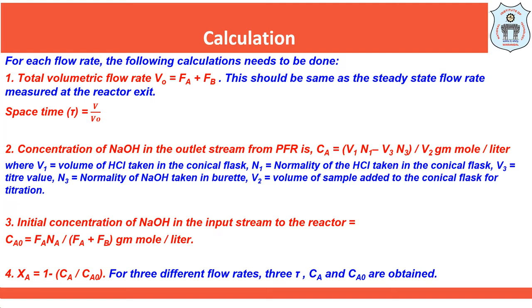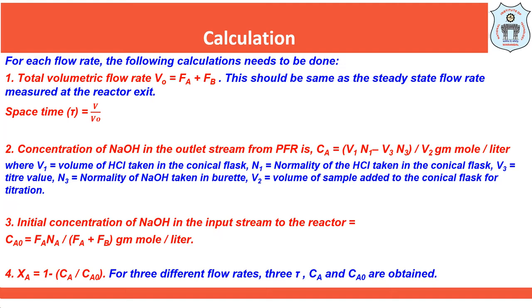Okay. So V1 here is nothing but the volume of HCl taken in the conical flask. N1 is the normality of the HCl taken in the conical flask. V3 is the titration value. N3 is the normality of sodium hydroxide taken in the burette. V2 is the volume of the sample added to the conical flask for titration. So in this way, we can find out the CA value.